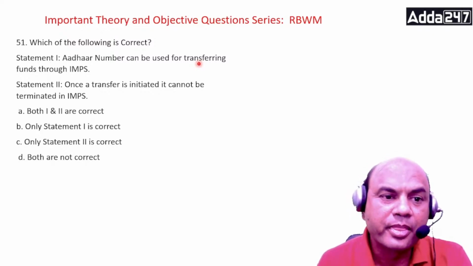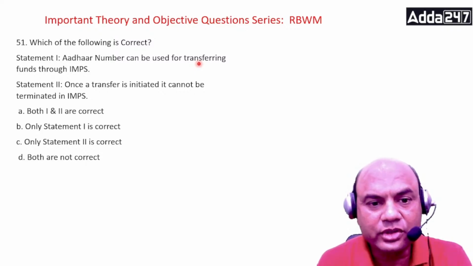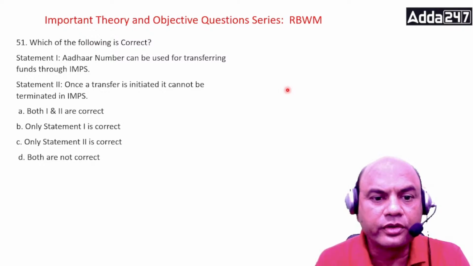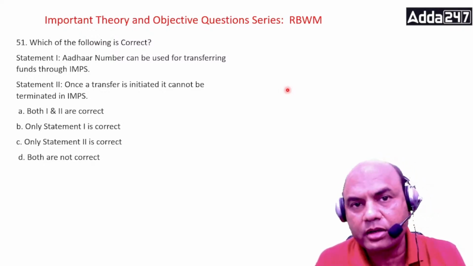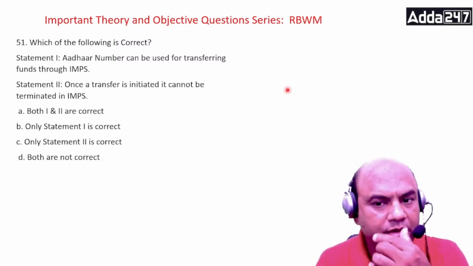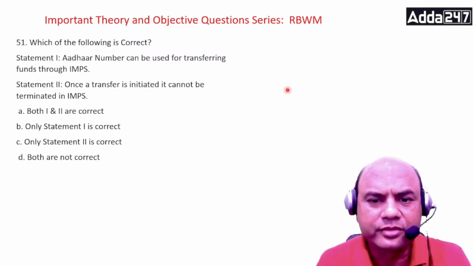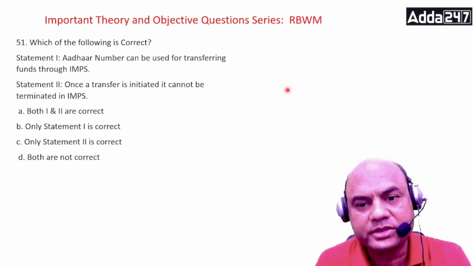Okay. So both ways it can be done. Got it? So fund transfer through IMPS can be done either through Aadhaar number, or using your MMID and mobile number, or even by using your IFSC code and account number. Any of these are allowed. So that is basically through IMPS.